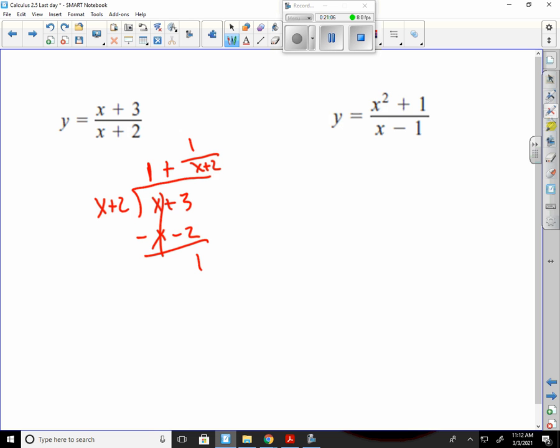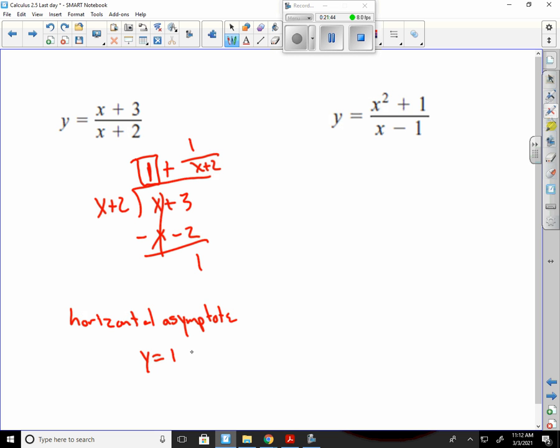Now whenever we have this, what is that actually telling us? Well, that tells us that we have a horizontal asymptote at y equals 1, which is this actual equation, or what we got when we solved that, not the remainder. So we're going to have a horizontal asymptote at y equals 1.